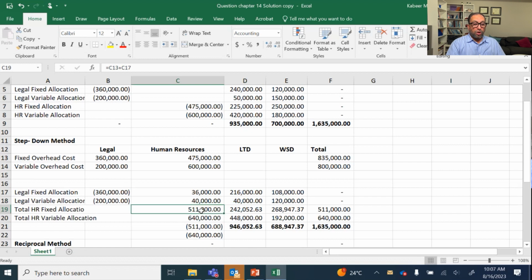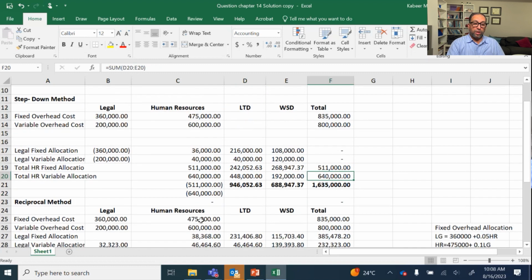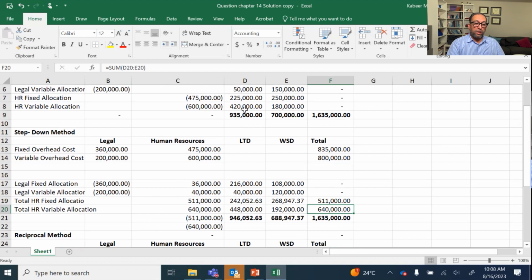Now, the total cost of human resource, which was previously 475 fixed cost, is now not 475. It is 511, and we distribute this among these two departments. And then this variable cost is the human resource variable cost plus what we get from the legal department. So we distribute this among these, and we see. Now, the point I want to make here is that the direct method is allocating 935,000 to the LTD department, and the step down method is allocating 946,052.63 to the LTD department, and the same for the other. But the bottom line is not changing. So keep it in mind. I repeatedly say that the bottom line is not changing. So it's again the same.